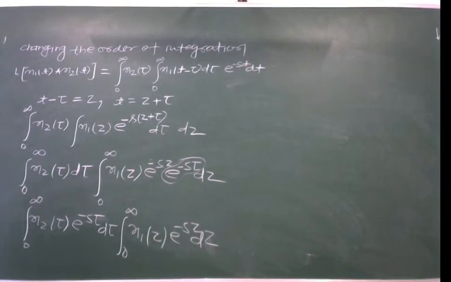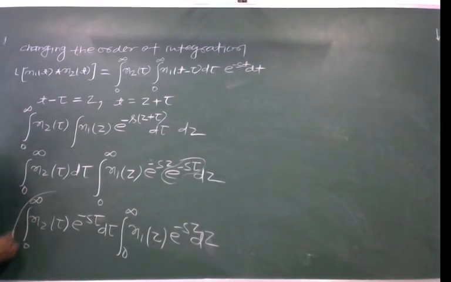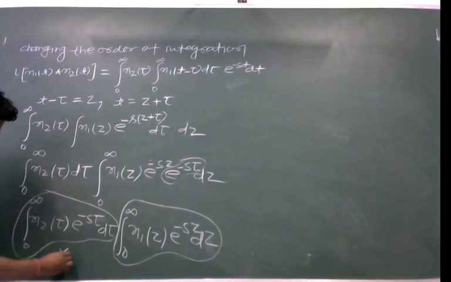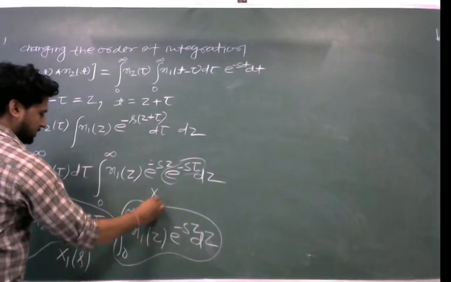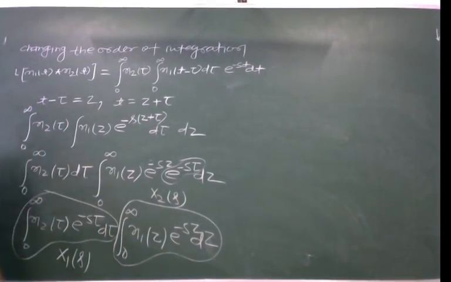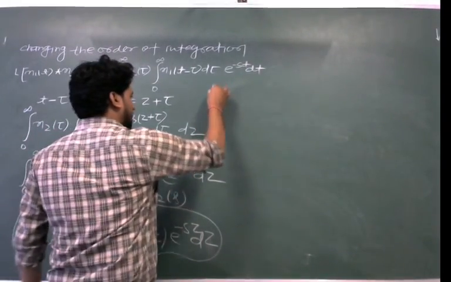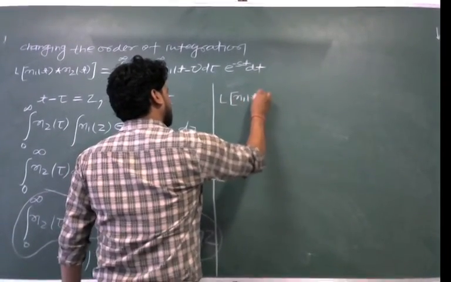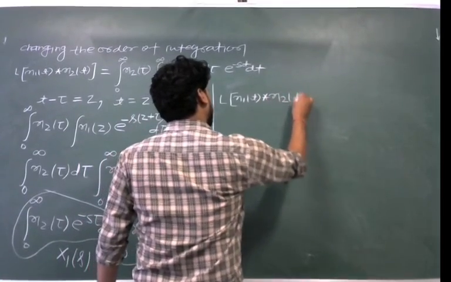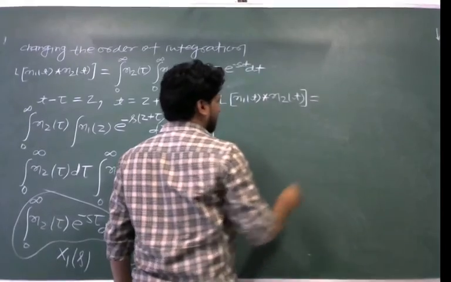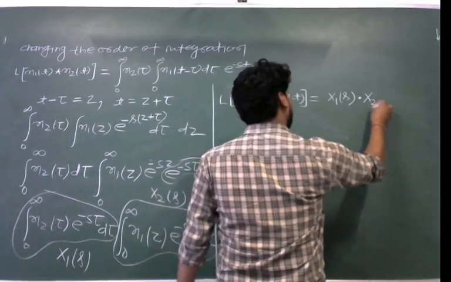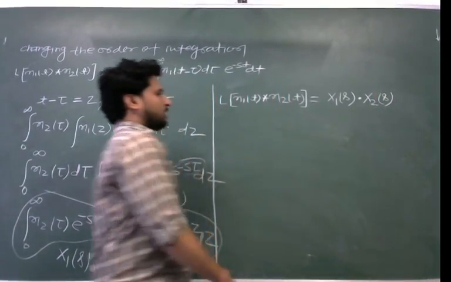This is what? This is the Laplace transform of the signal x2(t), and this is the Laplace transform of signal x1(t), which means this is X1(s) and this is X2(s). It means that we can write that the Laplace transform of the convolution of x1(t) with x2(t) will be equal to the Laplace transform of x1, which is X1(s), into the Laplace transform of the signal x2(t), which is X2(s).